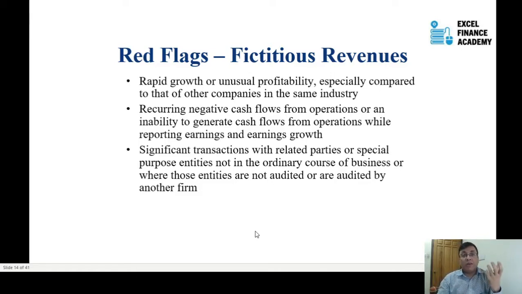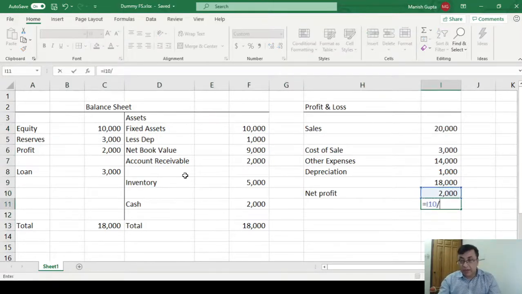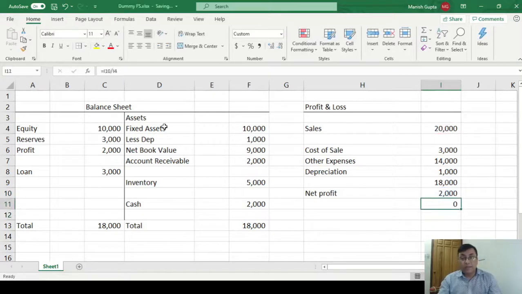When you record the sales, let's look at it from an example in the Excel file so that it's clearer. In this Excel file, there is a dummy profit and loss statement that we have prepared. There is equity, then assets, some inventory, some cash, some accounts receivable, and then there is a sale. Net profitability is also there. Now let us say we have a net profit percentage of about 10%.